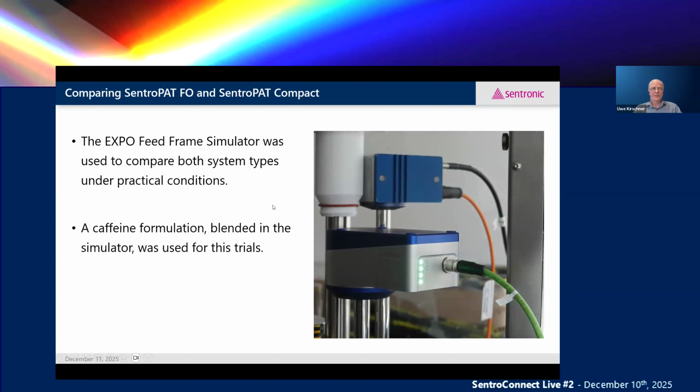Let's give an overview about the technical comparison between the two instruments. These tests were being executed with the feed frame simulator as well to really do this evaluation under very practically relevant conditions. We were using a caffeine formulation, which was actually blended in the simulator itself. And we were repeating the trials a few times. So we were running both instruments at the same time to always have data from the same process of both instruments types.